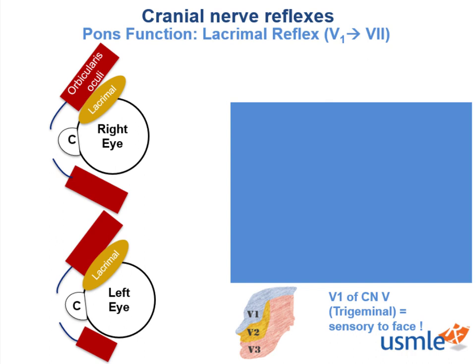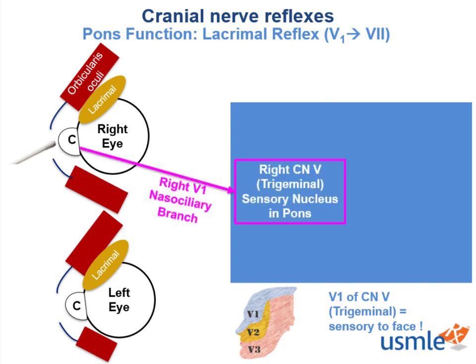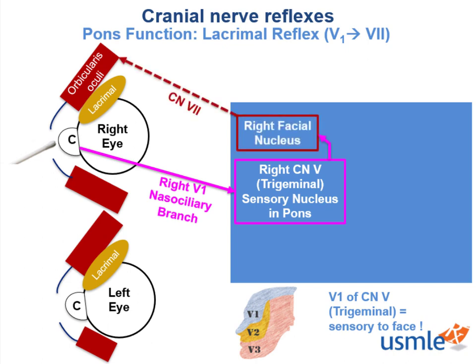So, both the corneal and lacrimal reflexes can be elicited by touching the cornea of the eye, here the right eye. The right V1 nasociliary branch transmits this information to the right cranial nerve 5 sensory nucleus in the pons, which then activates the right facial nucleus. Cranial nerve 7 then activates the orbicularis oculi to close the eyelid. That is the corneal reflex.